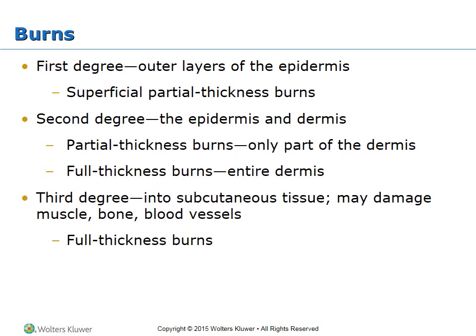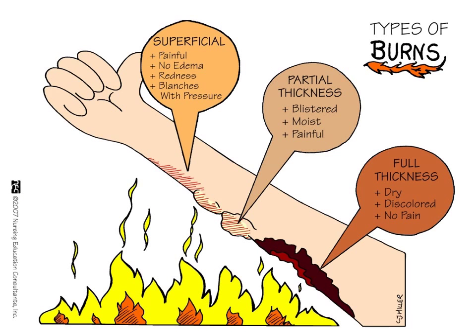And you guys have probably heard about burns being called first degree, second degree, third degree. But now I want you to think about it in a little different way. I want you to think about a first degree being called a superficial partial thickness burn, which I know sounds a lot longer than first degree, but basically that's the outer layers of the epidermis. Second degree burns go between partial thickness, so only part of the dermis, and full thickness burns, which is the entire dermis. Third degree is into subcutaneous tissue, might damage muscle, even bone and blood vessels, and that's a complete full thickness burn. So here's a little image for you to help remember the different types of burns.